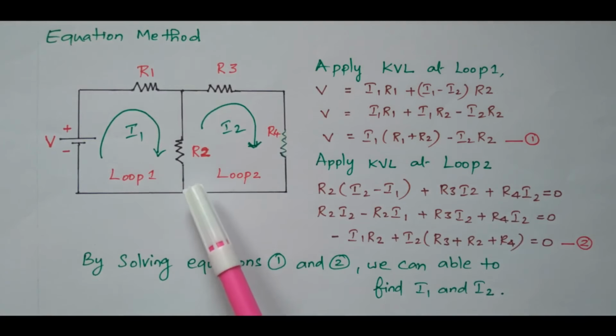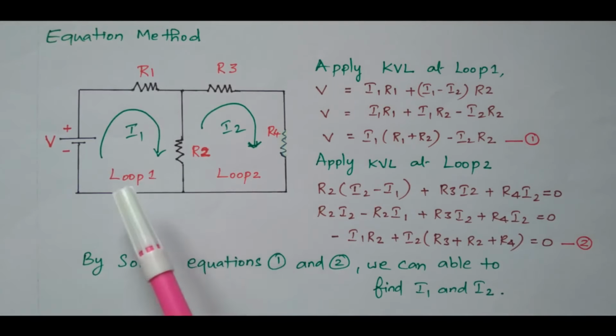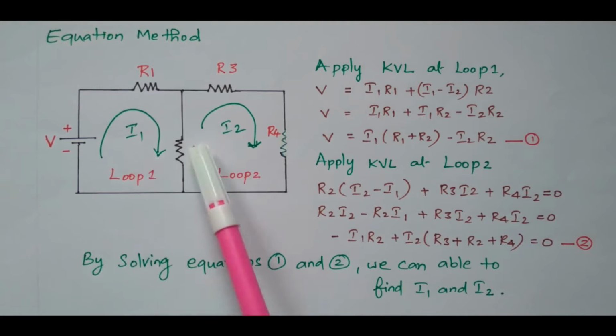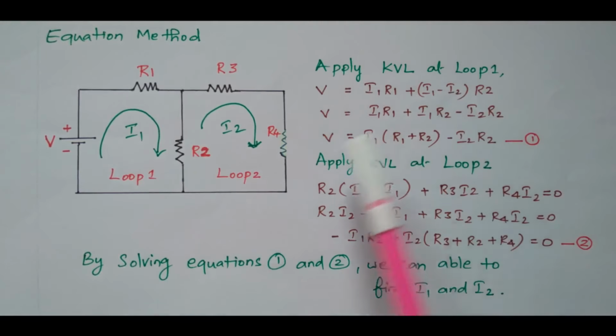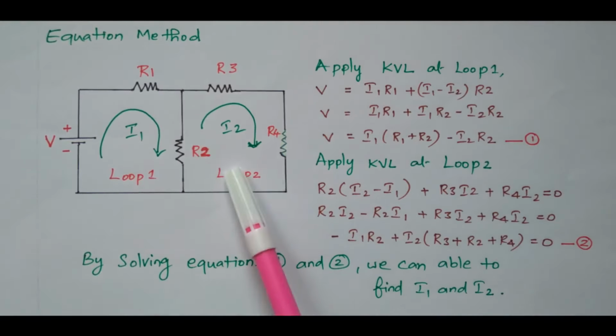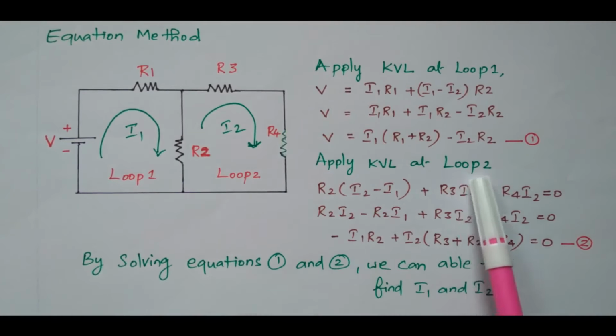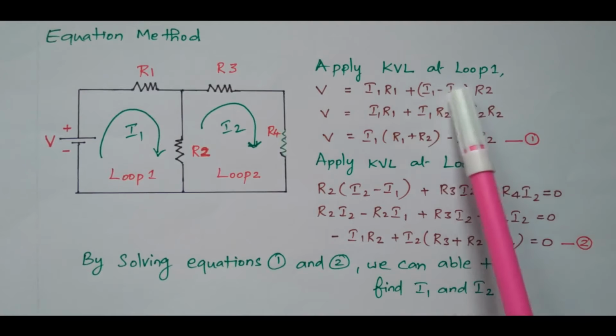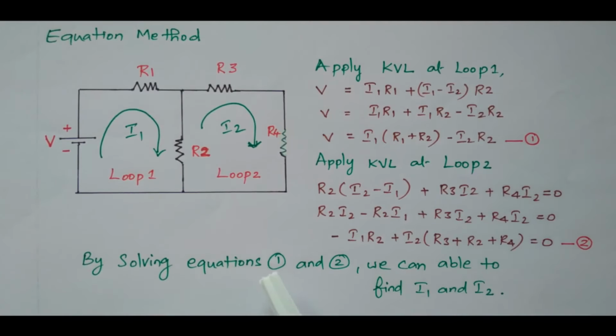So what are the potential drops? First we will take R2. Same thing, R2 is connected between loop 1 and 2, so both the currents are flowing. In the first case we took I1 minus I2. But in the second case, while considering loop 2, we have to take I2 minus I1, because the reference is loop 2. So I2 minus I1. While considering loop 1, I1 minus I2. Because if we consider loop 2, it means loop 2 current I2 minus loop 1 current.